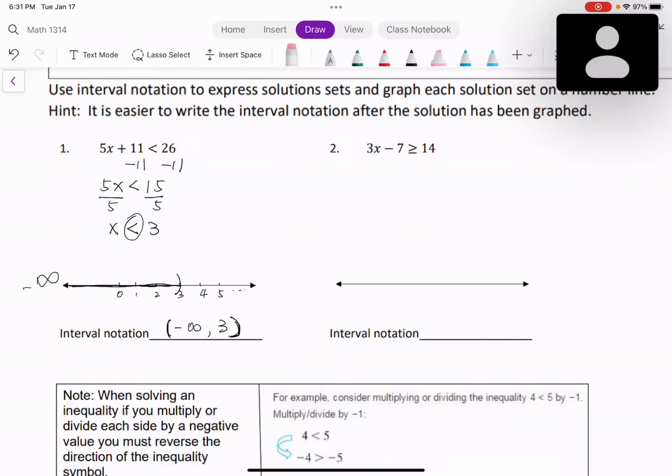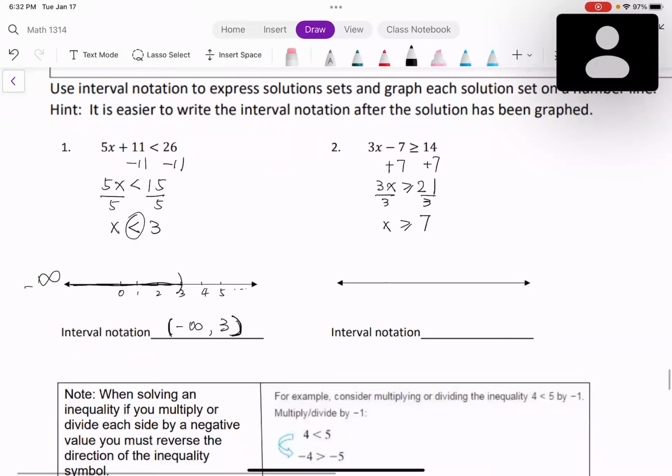Next example, solve for x and then find the interval notation. Let's see, solve for x. We can add 7 to both sides. 3x is greater than or equal to 21. Divided by 3, x is greater than or equal to 7.